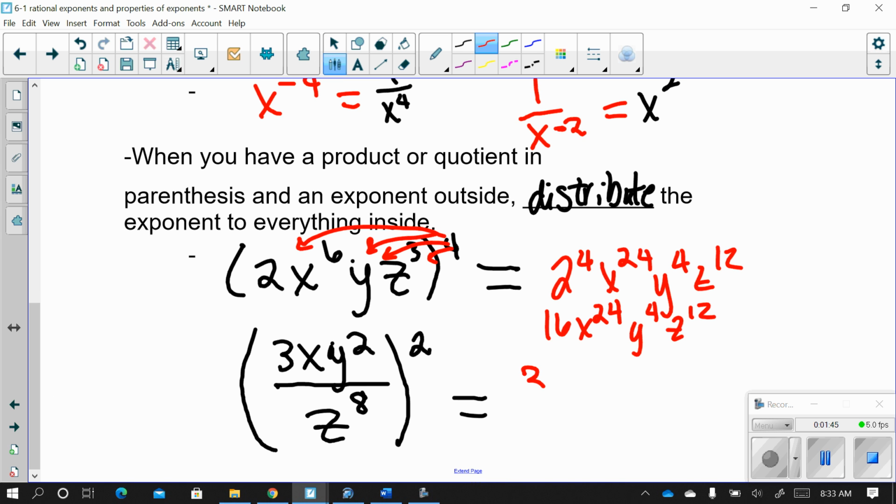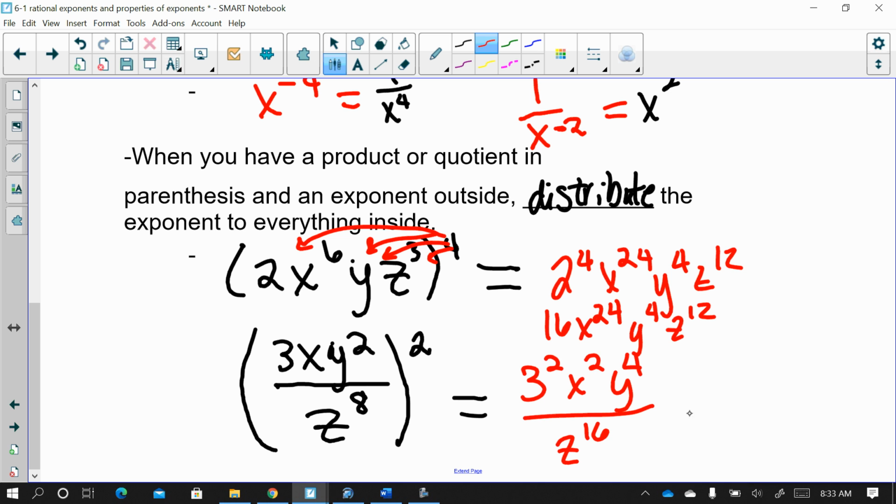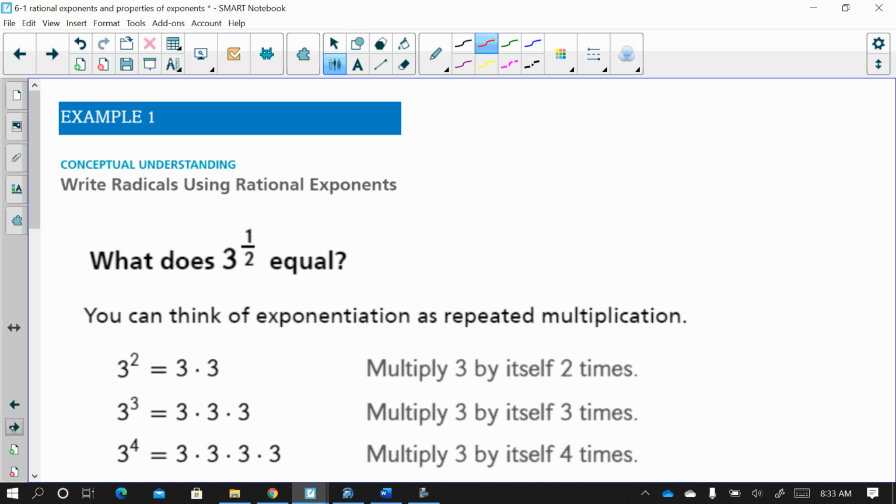Same thing with the quotient, I take it to everything. So 3 squared, x squared, y to the 4th, over z to the 16th, and then 3 squared, again, remember, is 9, so 9x squared, y to the 4th, over z to the 16th. Okay, so we should be comfortable with these rules by now. Okay, so here comes the harder stuff.